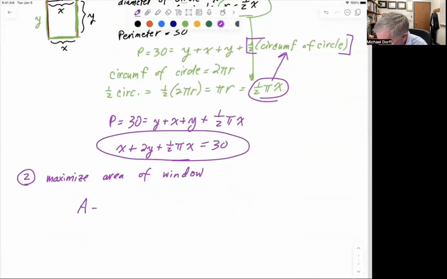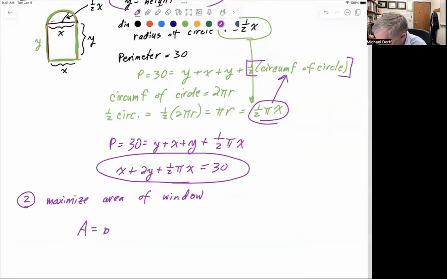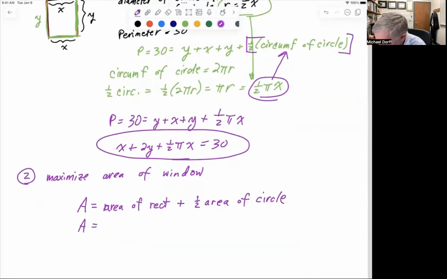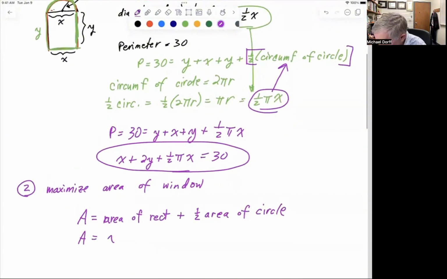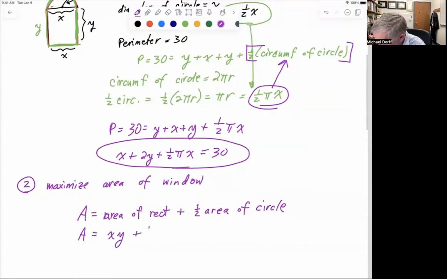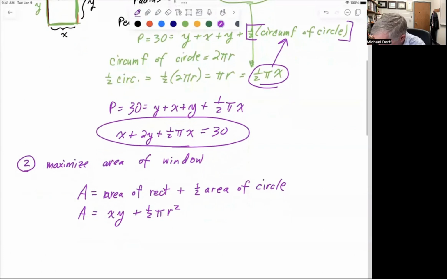Well, the area is going to be the area of the rectangle plus 1/2 the area of the circle on top. So area is going to equal, the area of the rectangle is going to be x times y, because x is the base, y is the height, and the area of the circle is pi r squared. So it's 1/2 pi r squared. We have xy plus 1/2 pi.